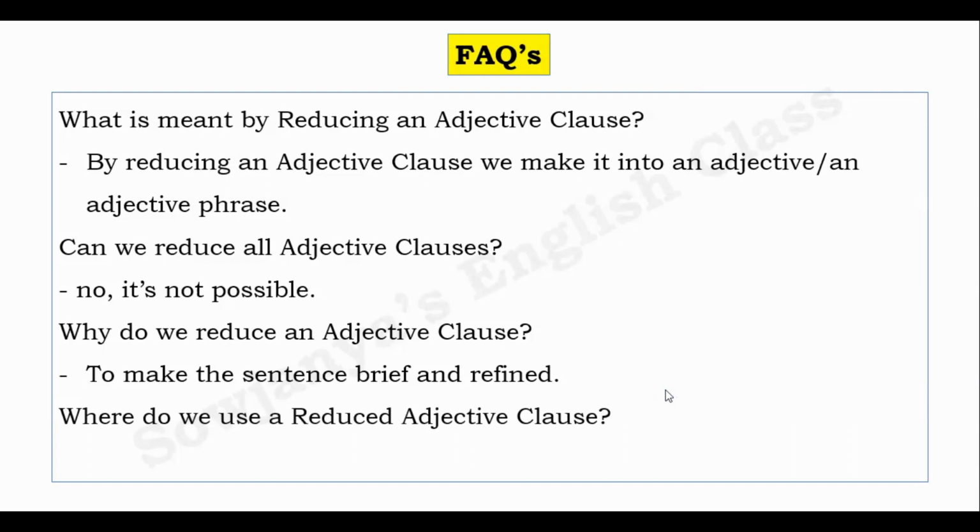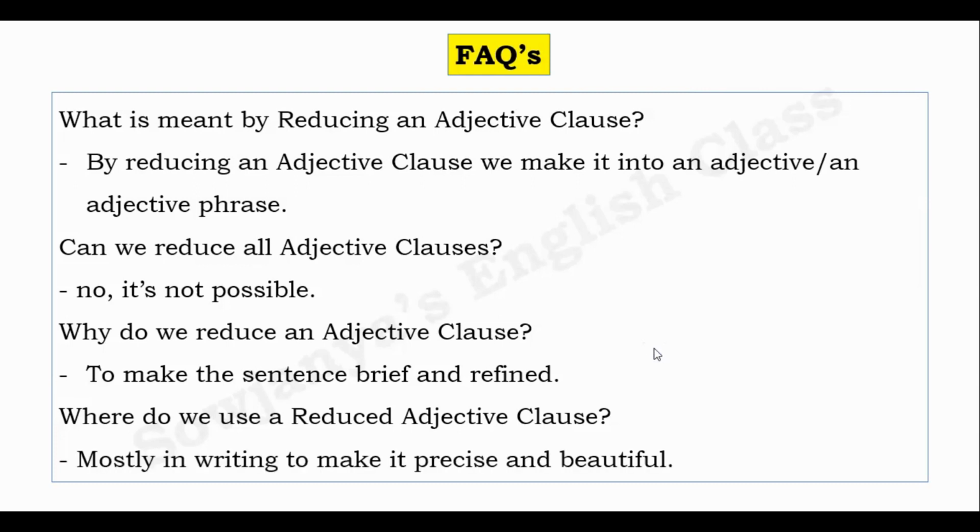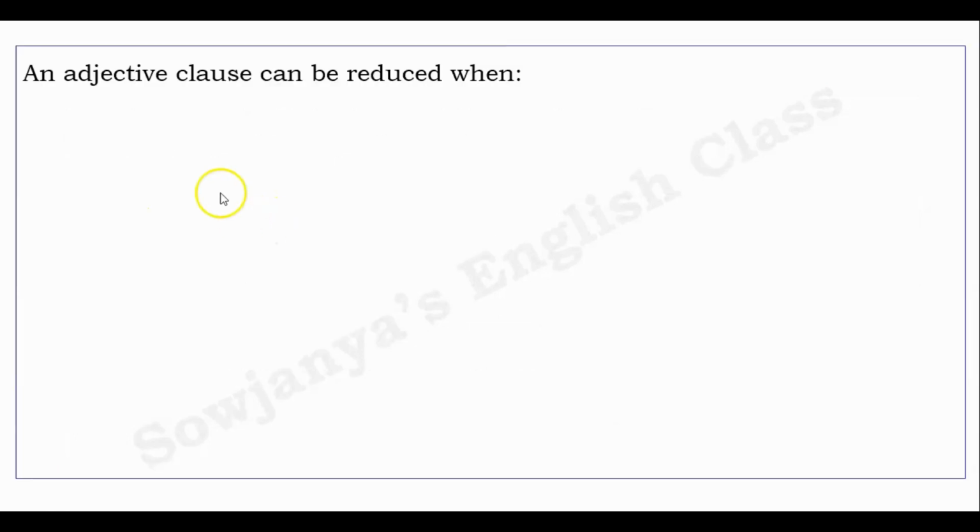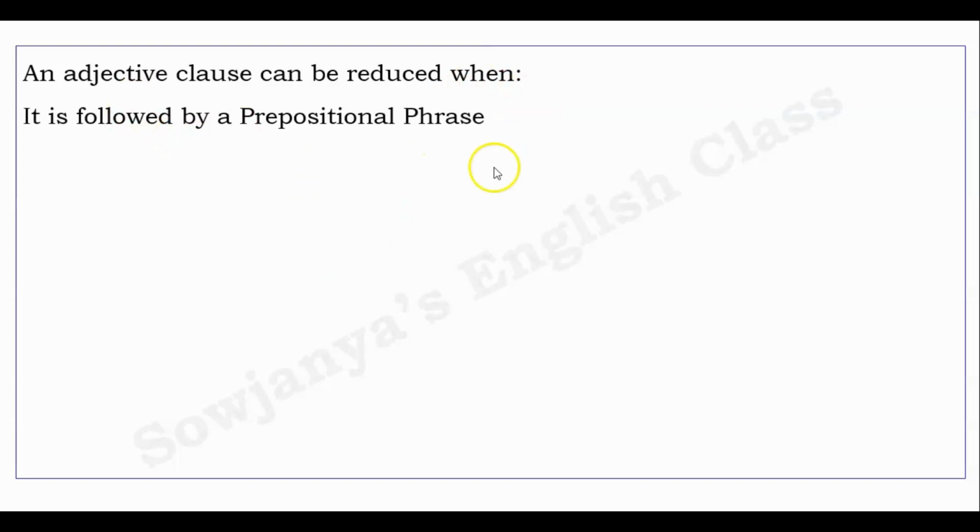Where do we use a reduced adjective clause? This is really important because we don't often use it in spoken English. Mostly in writing to make it precise and beautiful. An adjective clause can be reduced when it is followed by a prepositional phrase.